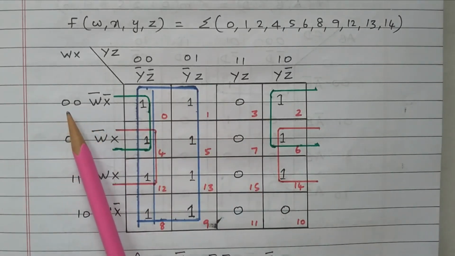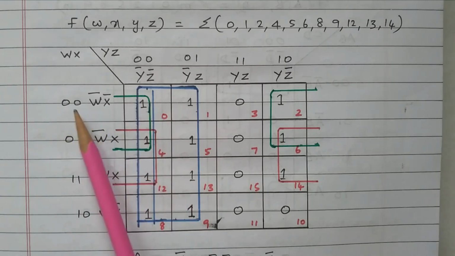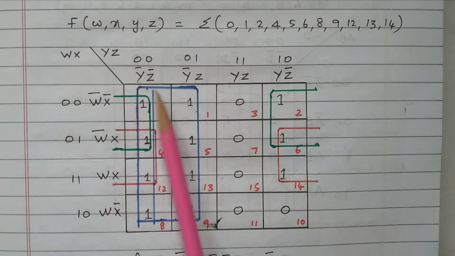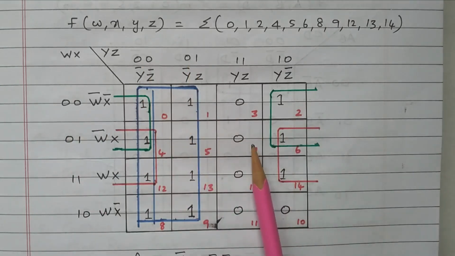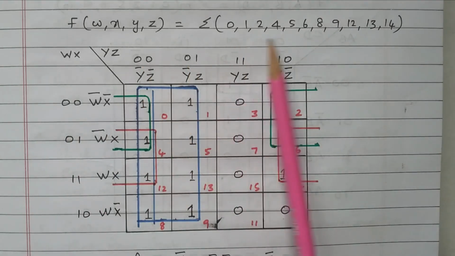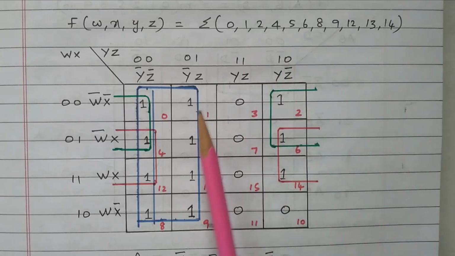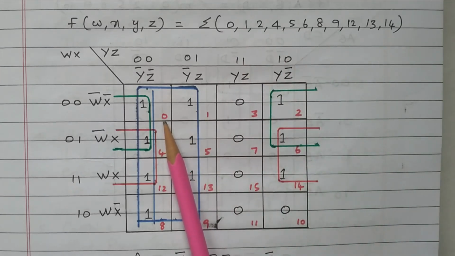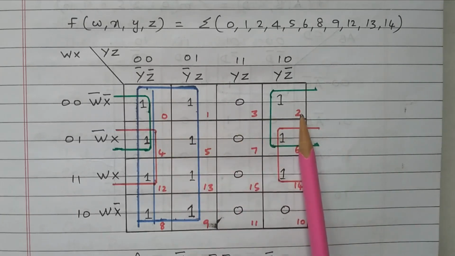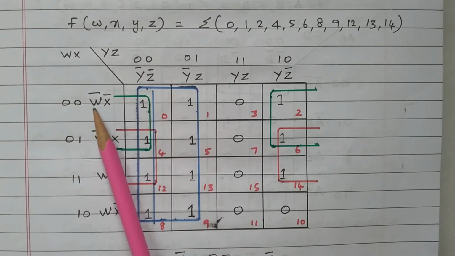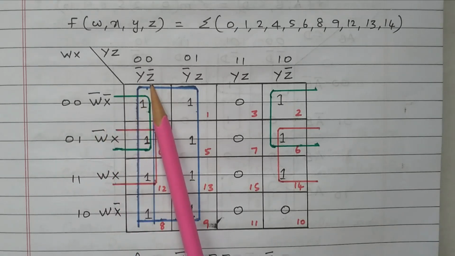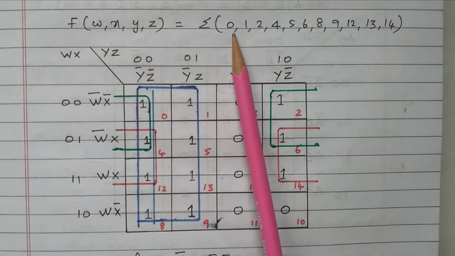Similarly, in binary, the first cell is 0 0 0 0. The second cell is 0 0 0 1. Like that we can represent. But in this problem, the minterms are directly given, right? The minterms are represented by the red color numbers. These are all the minterms: 0, 1, 2, 3. The 0 is M0, which is equivalent to W bar X bar Y bar Z bar. That is simply represented as minterm 0.